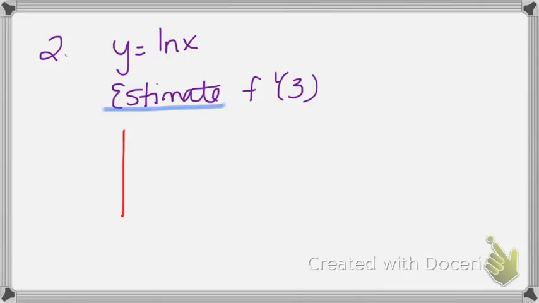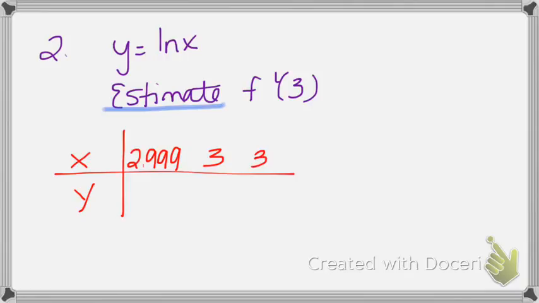So what we're going to do is put 3 in the middle of a table, and we're going to get really, really close to 3. There's lots of ways to estimate, but to make it easier so we all estimate the same, we're going to go 0.001 around 3. So on the left side of 3, it'd be 2.999, and on the right side of 3, it'd be 3.001.